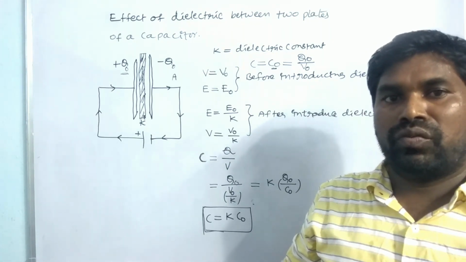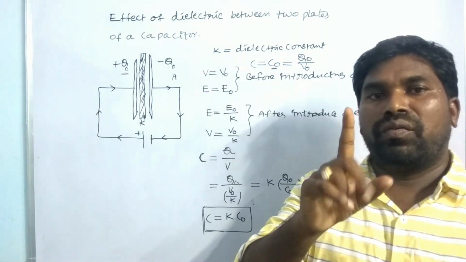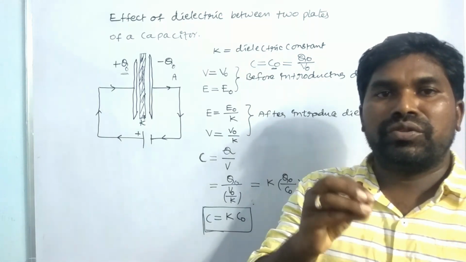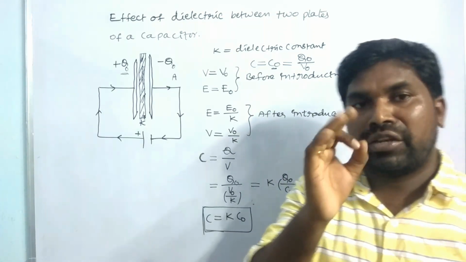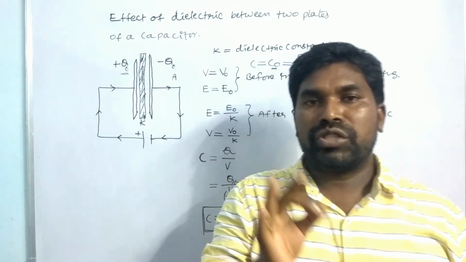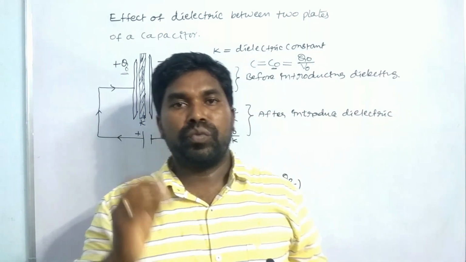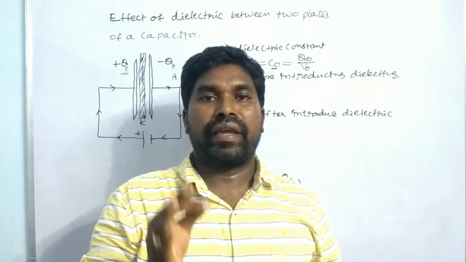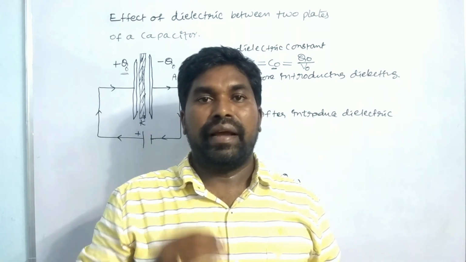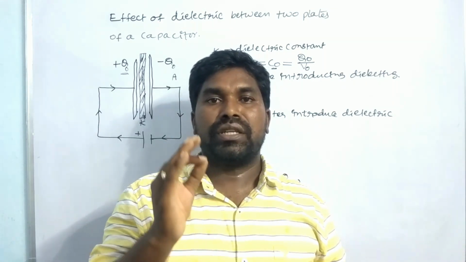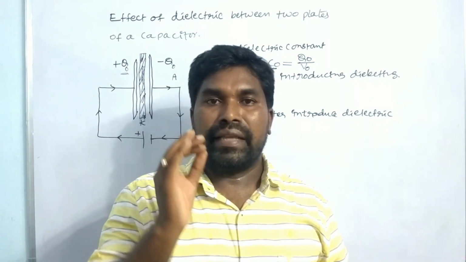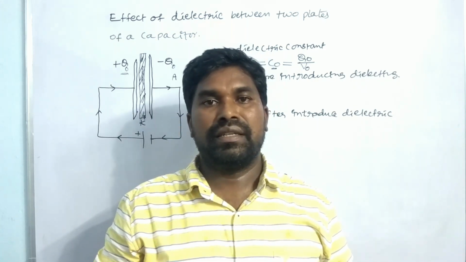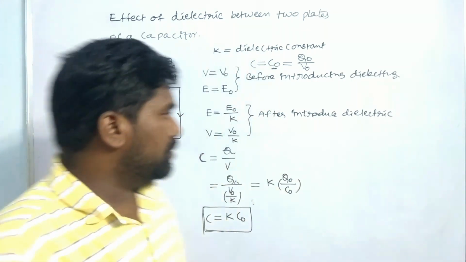So one point we have to remember: what changes when the dielectric is introduced between the two plates of a capacitor. You have to say that by introducing the dielectric between the two plates of a capacitor, the capacitance of the capacitor increases, the potential of the capacitor decreases, and the intensity of the electric field between the capacitor plates decreases. Clear? So this is that.